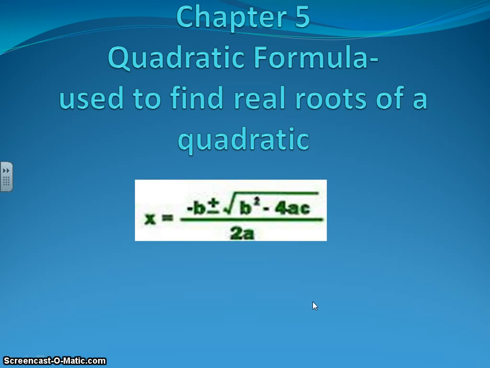Chapter 5, the Quadratic Formula. The quadratic formula is yet another way to find the real roots of a quadratic. So far, we have focused on either factoring or completing the square. This is the third method that we can use to find the real roots.